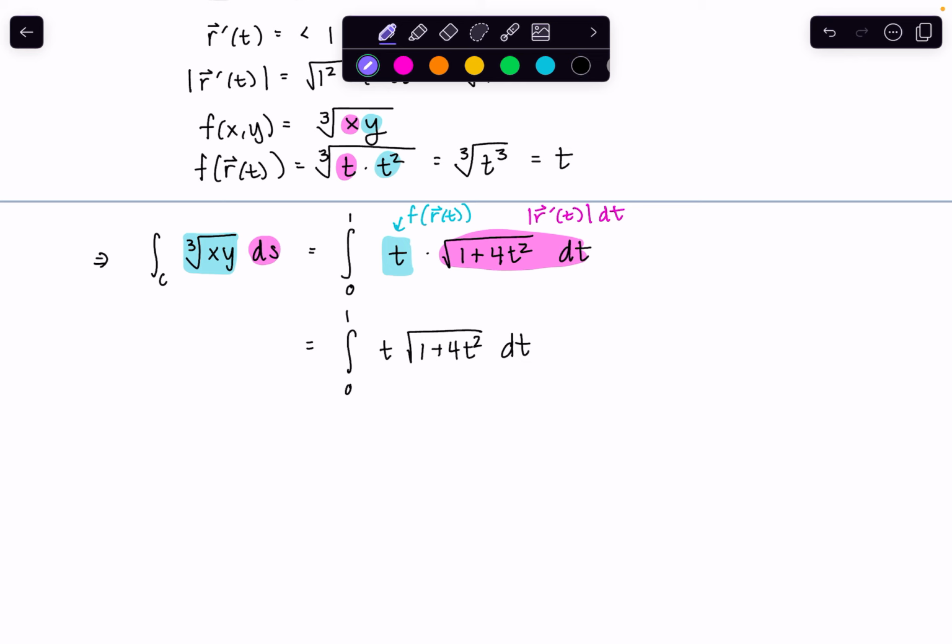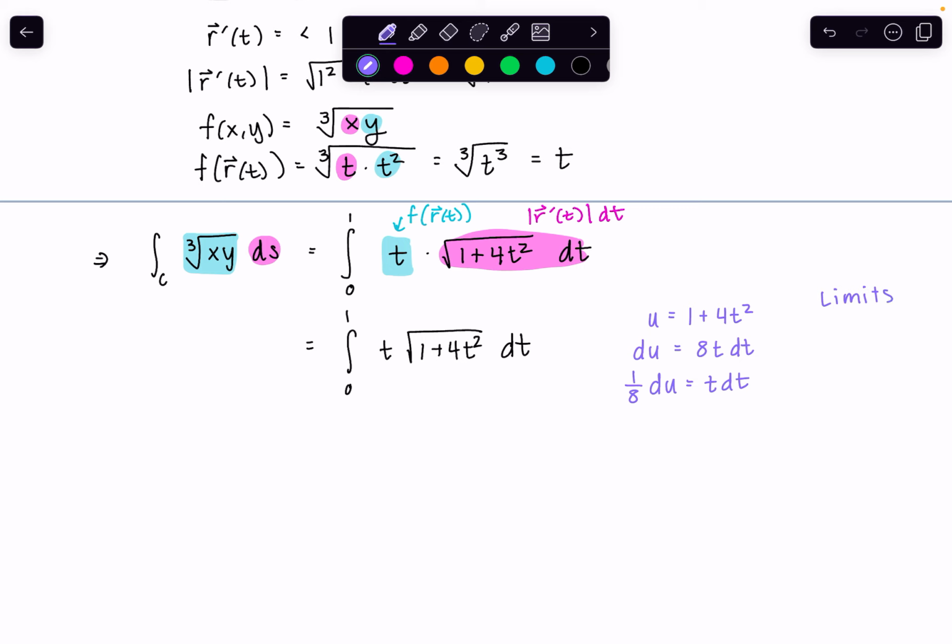So this is a much nicer one than the last one, because this one I can indeed make a u-sub. We can let u be 1 plus 4t squared. So du becomes 8t dt. I don't have the 8, but that's not a problem. Just bring it over, and the t dt will get sucked into that du.